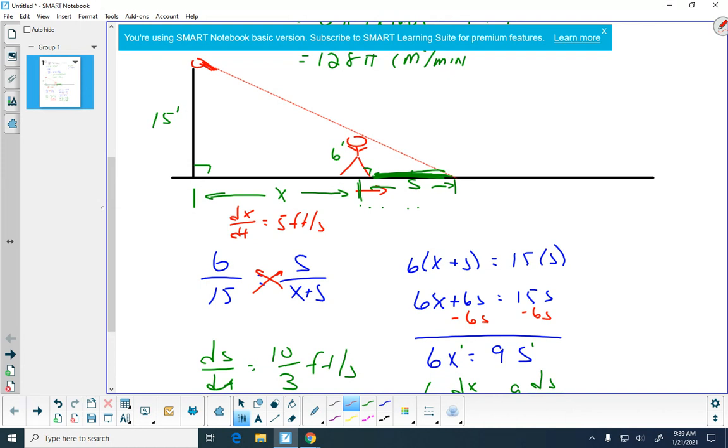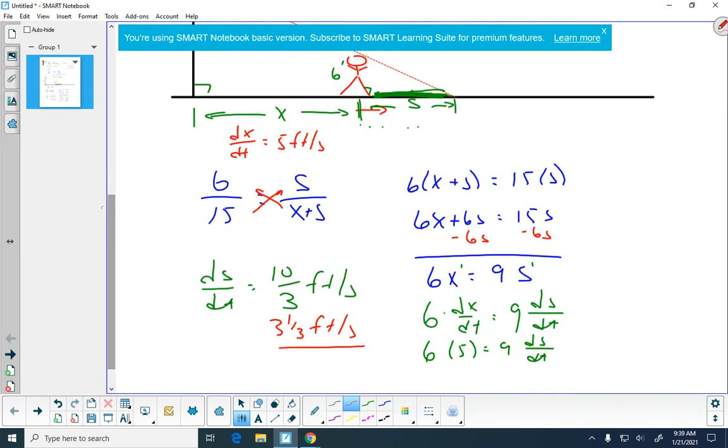I'm going to think about how to get the... Oh, there we go. X plus... ds/dt is 3 and a third, and dx/dt is 5. Yeah. So they're both moving. So the length of the shadow is moving plus. Okay. There we go. That's better.